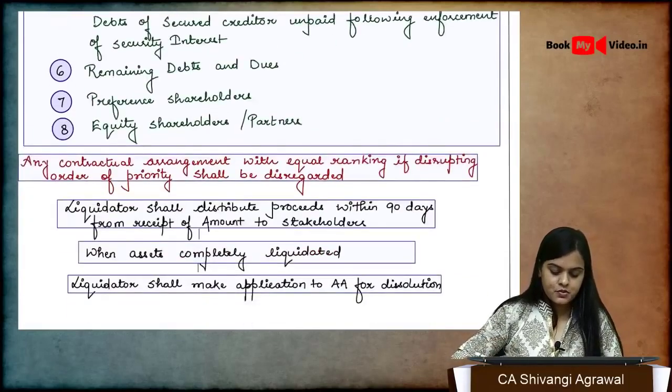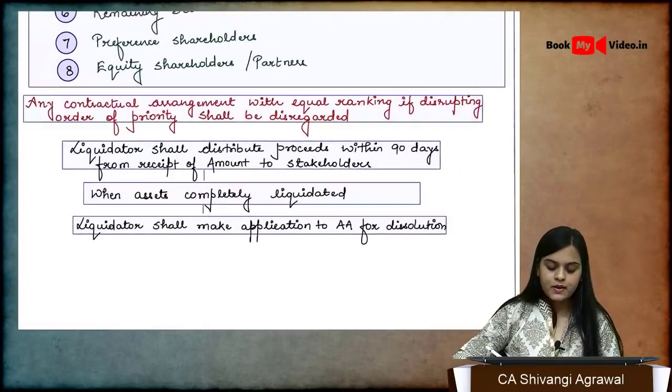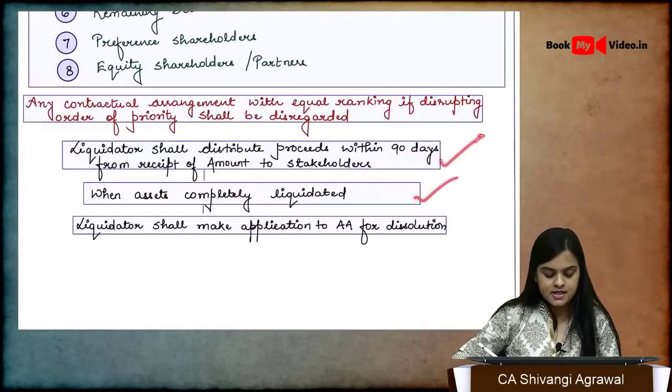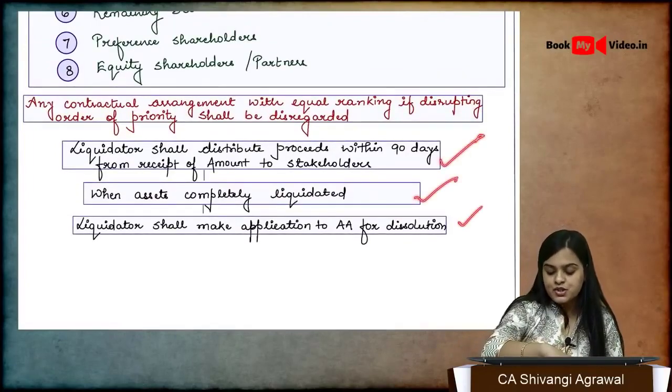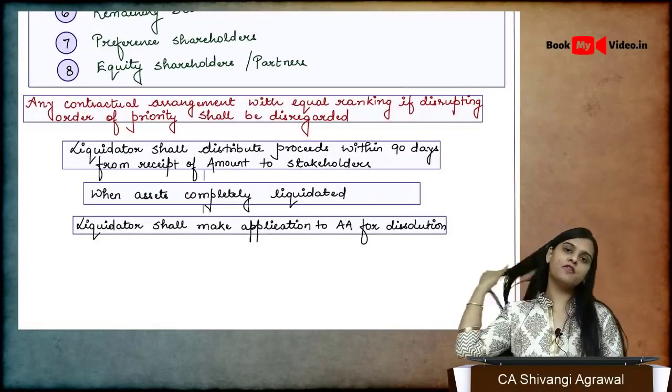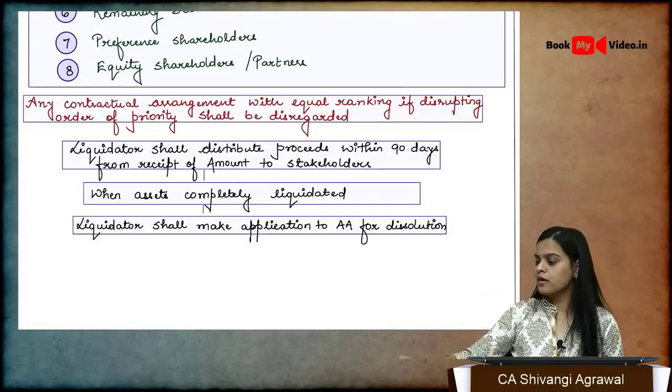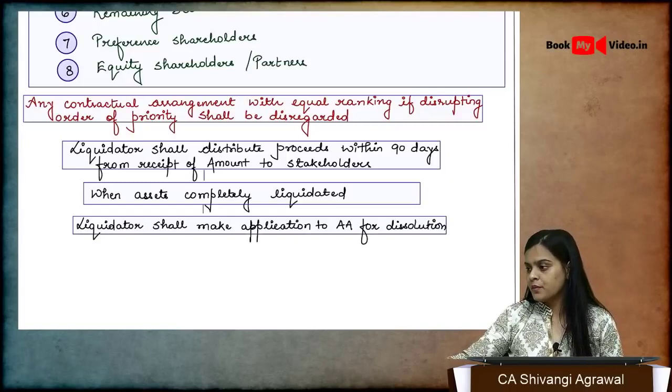So the liquidator is going to distribute the proceeds when all the assets are liquidated. The liquidator is going to make an application to the adjudicating authority for dissolution. Right? So I hope so far the things are clear.